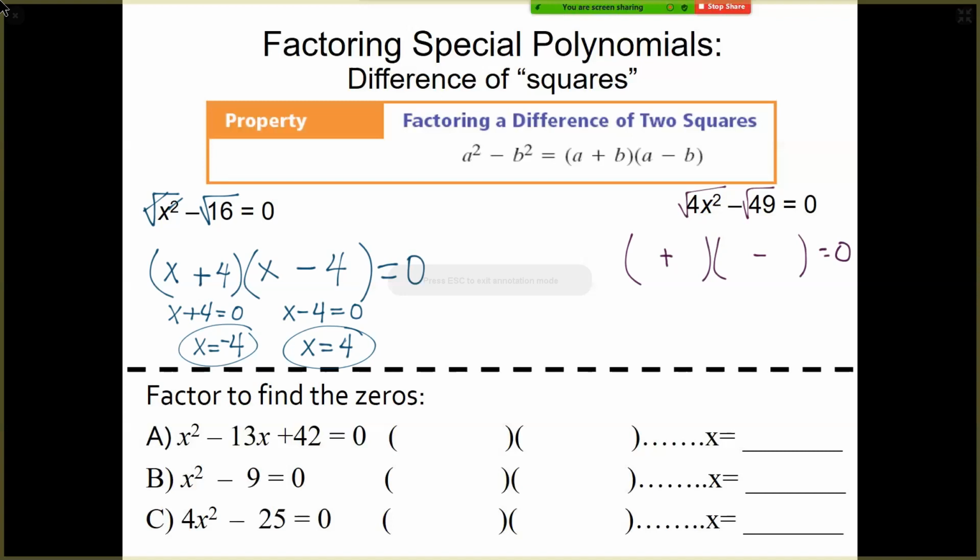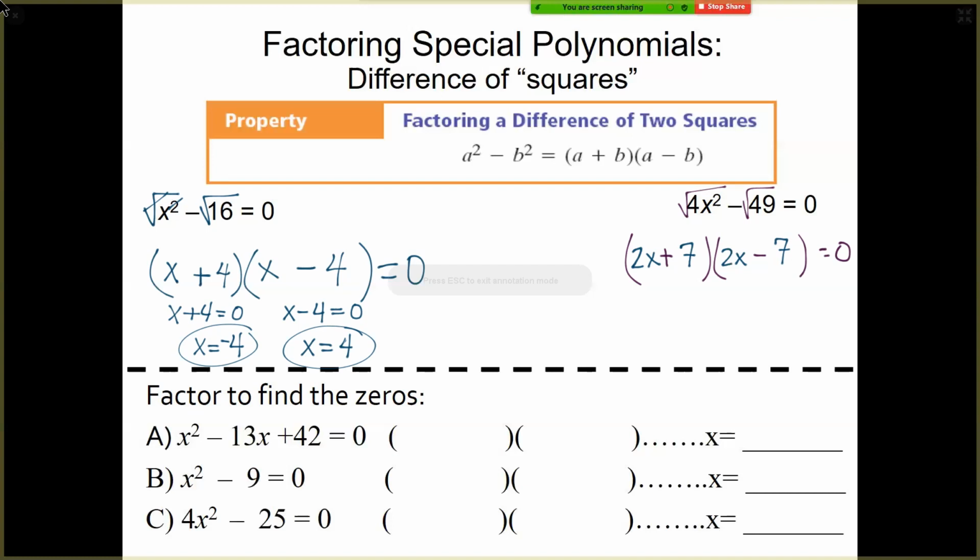So hopefully at the beginning of both your parentheses, you took the square root of 4x squared. The square root of 4 is 2, and the square root of x squared is just x. So at the beginning of both sets of parentheses, you should have 2x and 2x. For the second part of your factors, you're going to take the square root of 49. Square root of 49 is just 7. So your two factors are going to be 2x plus 7 and 2x minus 7.